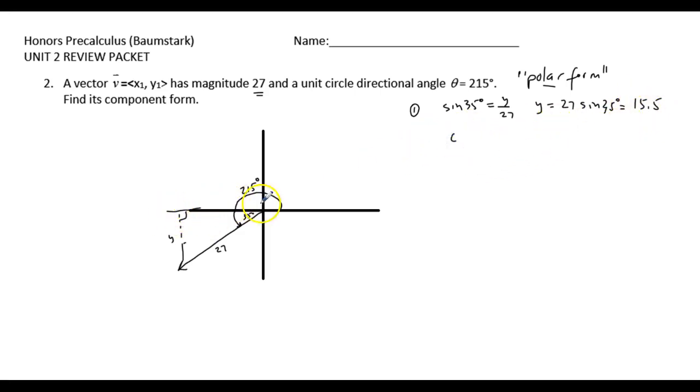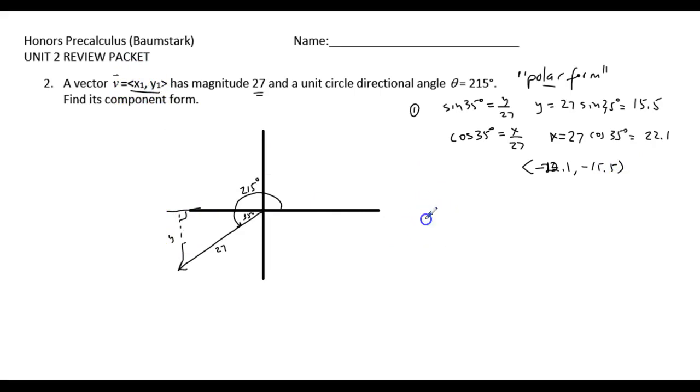And then to get this piece of the triangle, you're just going to apply cosine. So cosine of 35 degrees equals x over 27. x will be 27 cos 35 degrees. That also is going to be a positive 22.1. But again, we need to think about what we're doing here. This is a vector that's going to the left, so that's going to be a negative in both directions. If you just blindly apply the formulas here, you might get yourself into trouble. So that vector would be negative 22.1, negative 15.5, and that would be the component form of the vector.